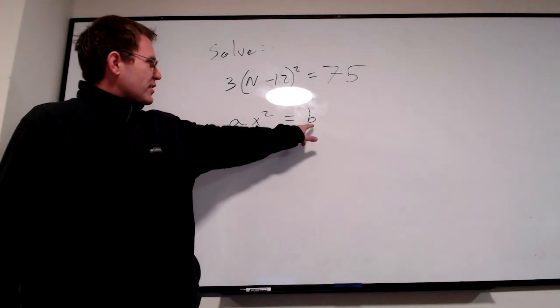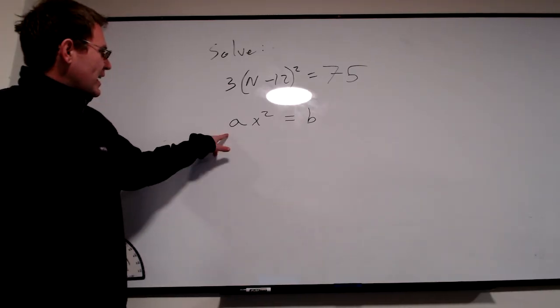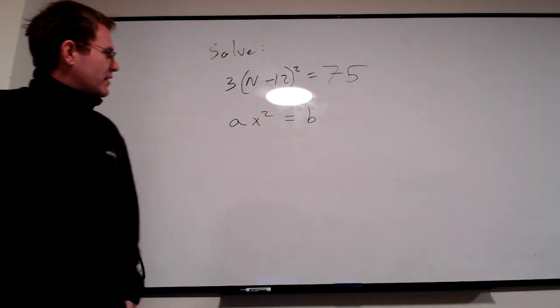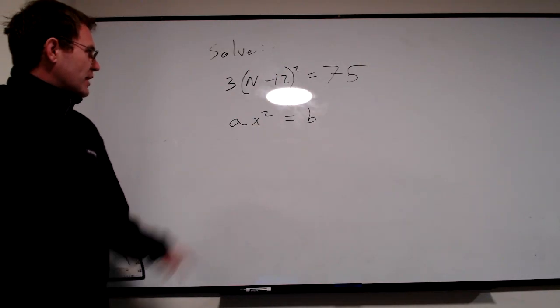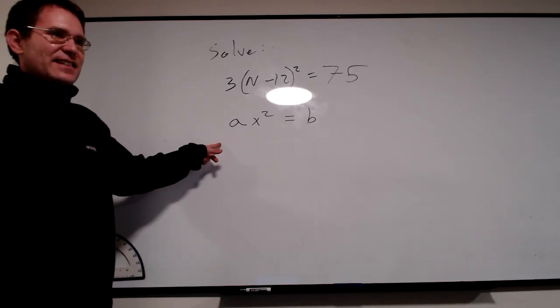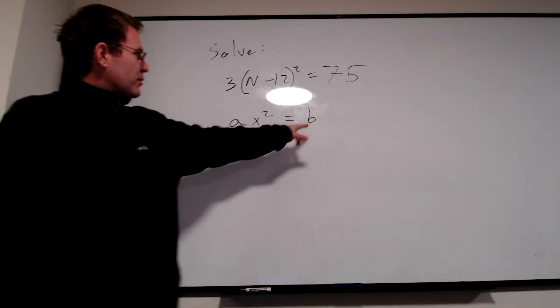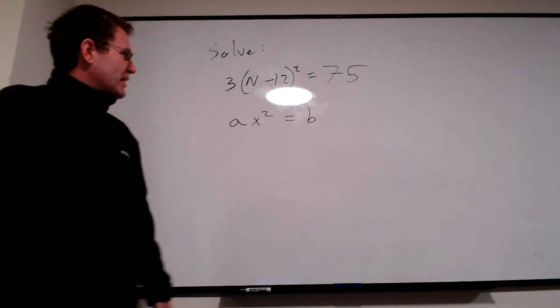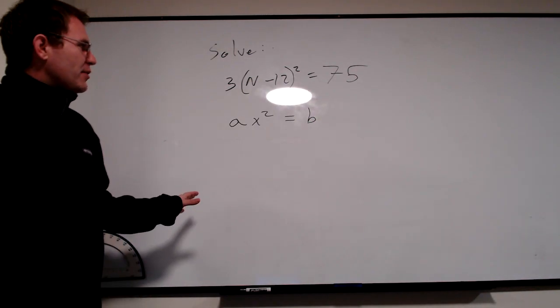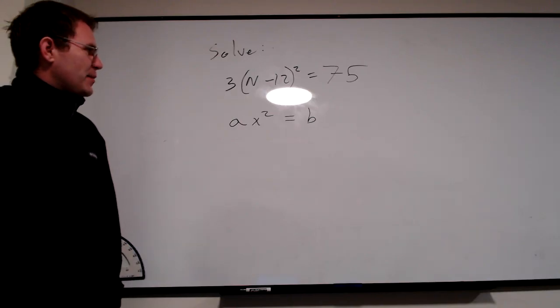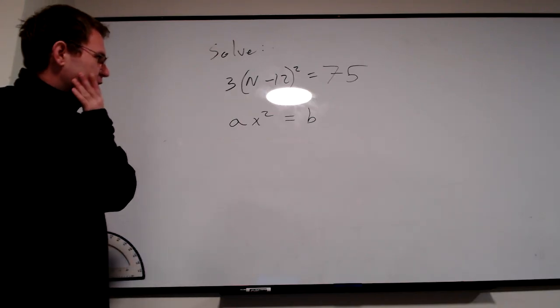So we know what B is, right? We know what A is, and this is x squared. What is a? Yeah, what is a? 3. Yes, and what is x? N minus 12. Yes, and of course 75 is b. Okay, so think about how did we approach solving the other ones? Think about that, and how do you think we would approach this one?